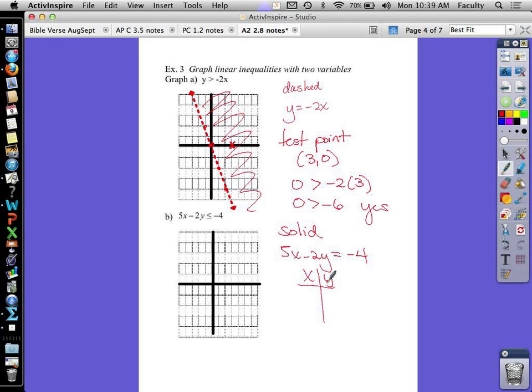Guess what? We talked about this earlier in the chapter. If your equation's in standard form, do the intercept method. You do not have to do extra work of y equals mx plus b. You're certainly welcome to do the extra work and graph it that way, but you don't have to. So if I let x be 0, I get negative 2y equals negative 4. Divide by negative 2, and y is 2.